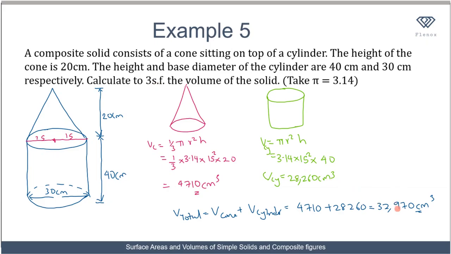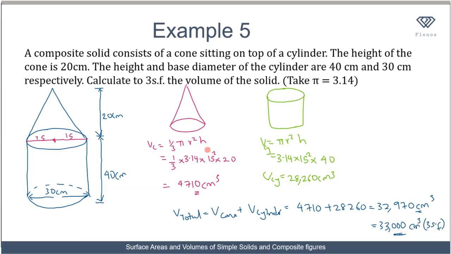So what I'll do is, I'll look for the first three figures. So I have 329, and I check the number after it, which is 7. Since 7 is greater than 5, I round up and add 1 over here. That becomes 10, so I change to 0 and I add 1 over here. So 2 becomes 3. So I have 33,000 cm³ to three significant figures.